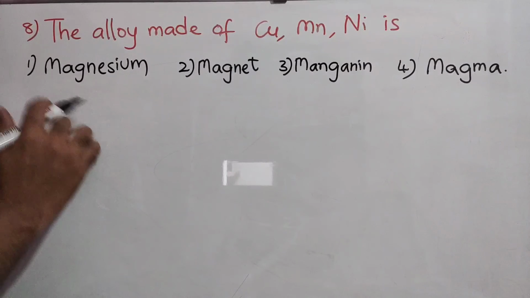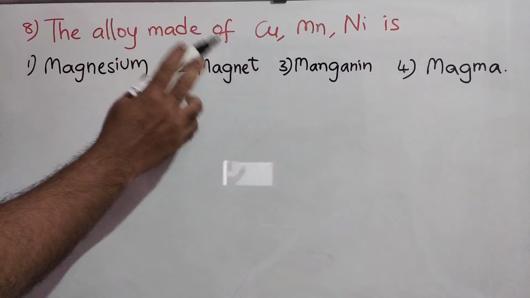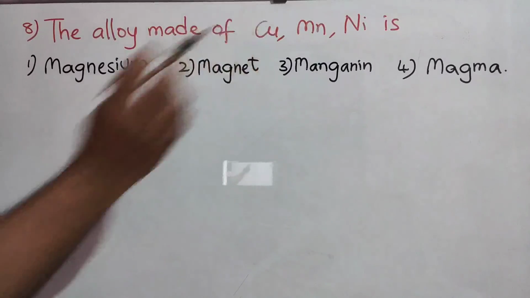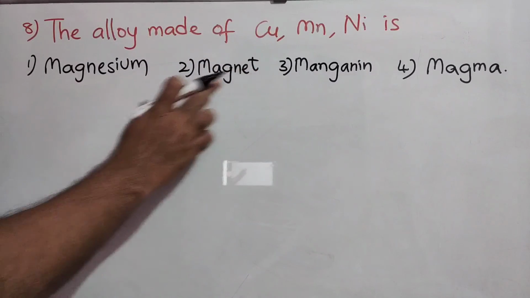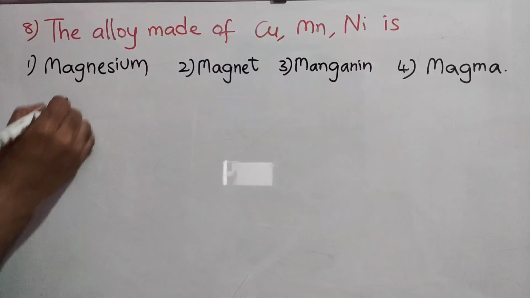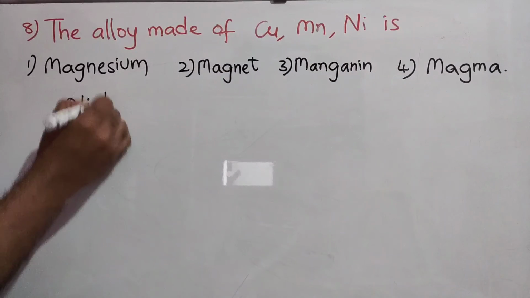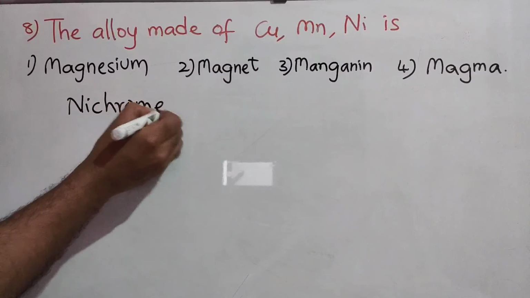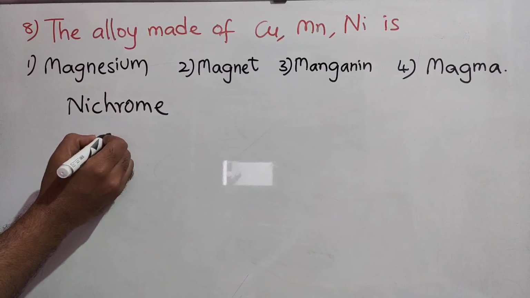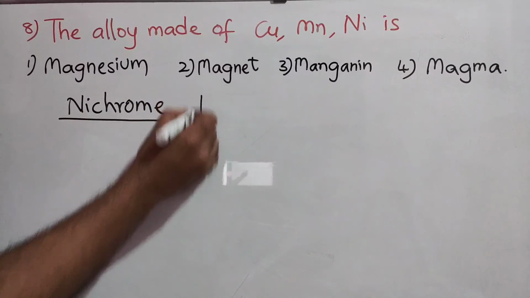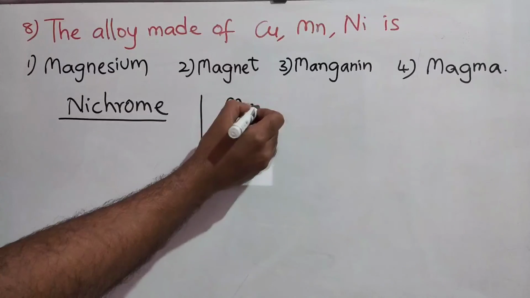Let us see another question. The alloy made of copper, manganese, nickel is: magnesium, magnet, manganese, magma. See, we know there are two important alloys which are used as heating elements. One is nichrome, and the other one is manganin.